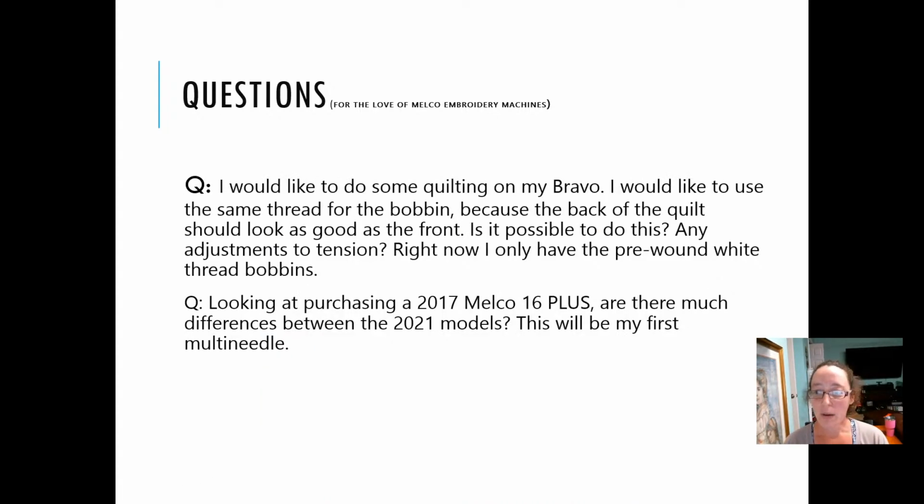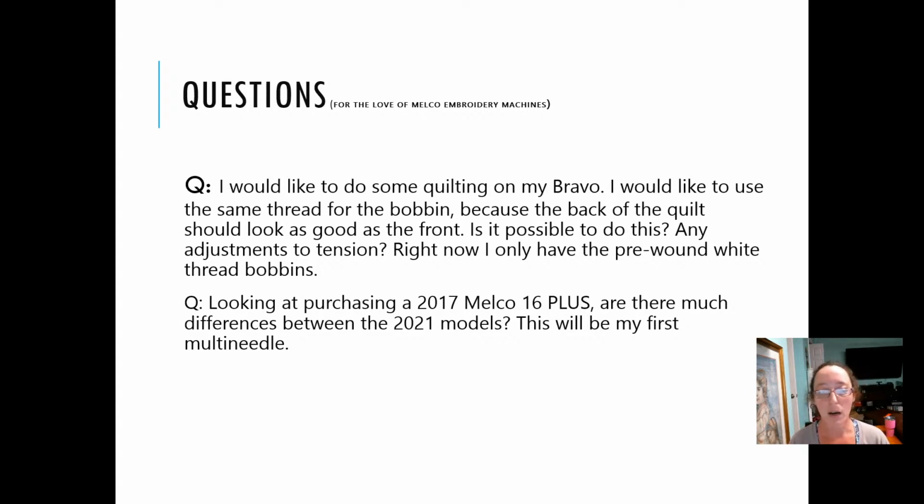I'd like to do some quilting on my Bravo. I want to use the same bobbin. So I've seen this asked in several groups recently on how can I wind my own bobbins. There's, I think it's called the Simplicity Sidewinder. I bought mine at Joann's. You can find it at Walmart, Amazon. It's everywhere. It's a little box thing that you can wind bobbins on.